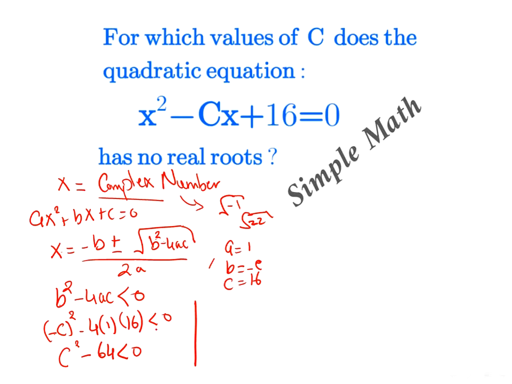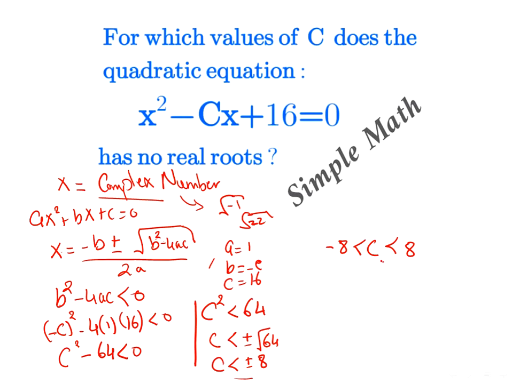So we can proceed here. This minus 64 is transferred to the other side with a positive sign, so c squared will be less than 64. By taking the square root of both sides, c will be less than positive or negative root 64, so c will be less than positive or negative 8. This can be written as c is greater than negative 8 and less than 8.